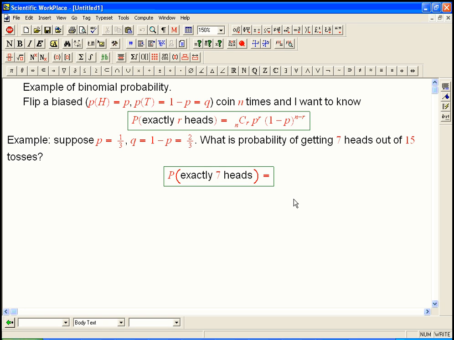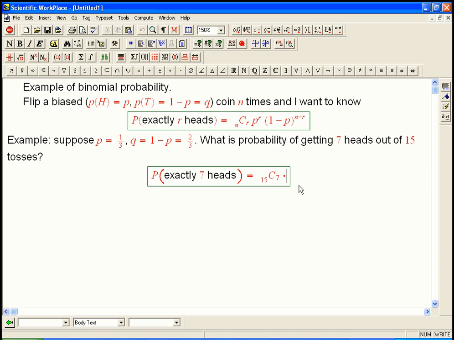We think about, we don't actually do it, but what if I listed all the possible ways of writing out H, H, T, T, T, T, H, H, etc., with 15 letters, and having 7 of those be the letter H. Well, that's the whole list. And then for each one on the list, what's the probability?